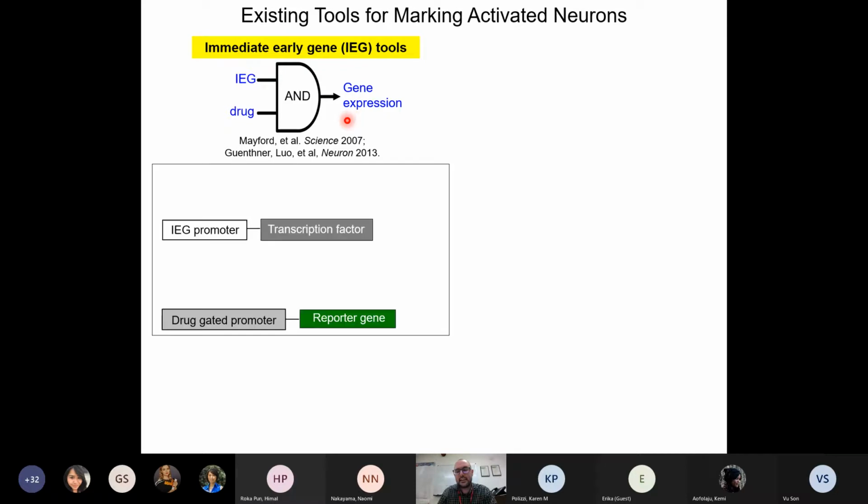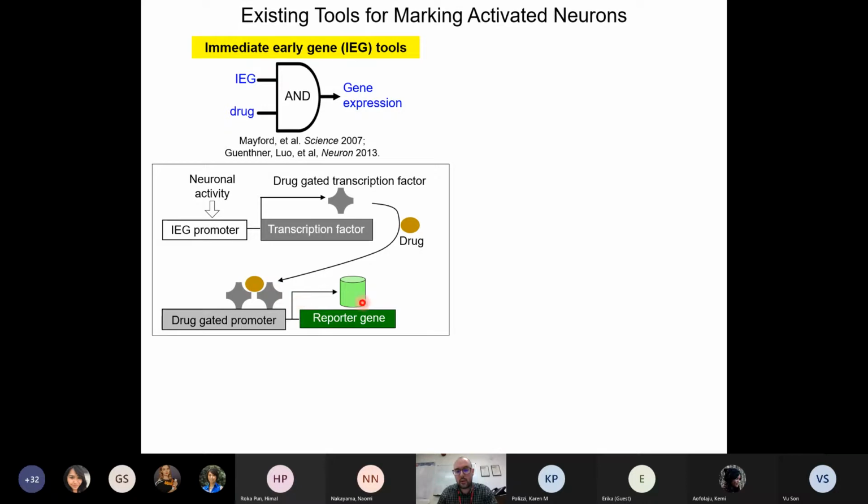So what they did is to place a transcription factor under the promoter of immediate early genes. So these genes, every time that there is neural activity, are going to promote the transcription of this druggable transcription factor. And in the presence of a drug that matches the behavior of interest, this transcription factor is going to recognize its promoter and promote the expression of the reporter gene. So in this way, we can have gene expression as an output, so we can further manipulate the circuit.